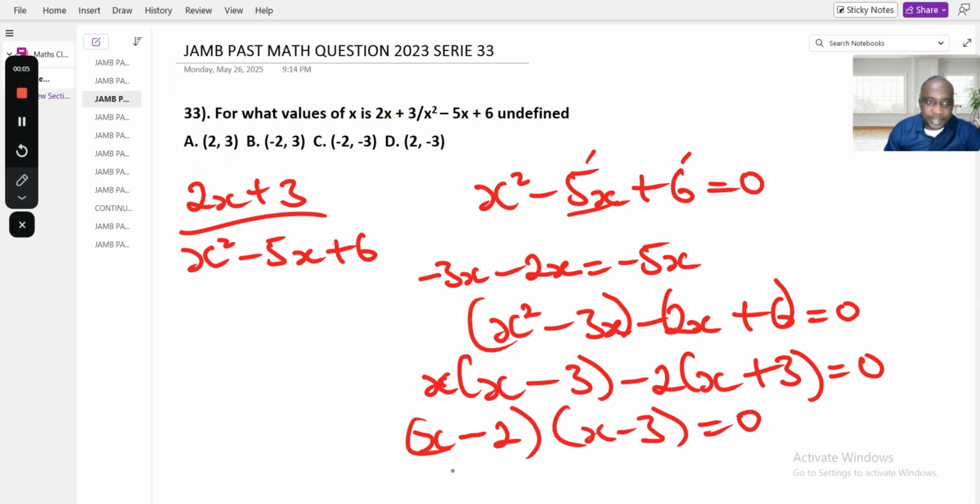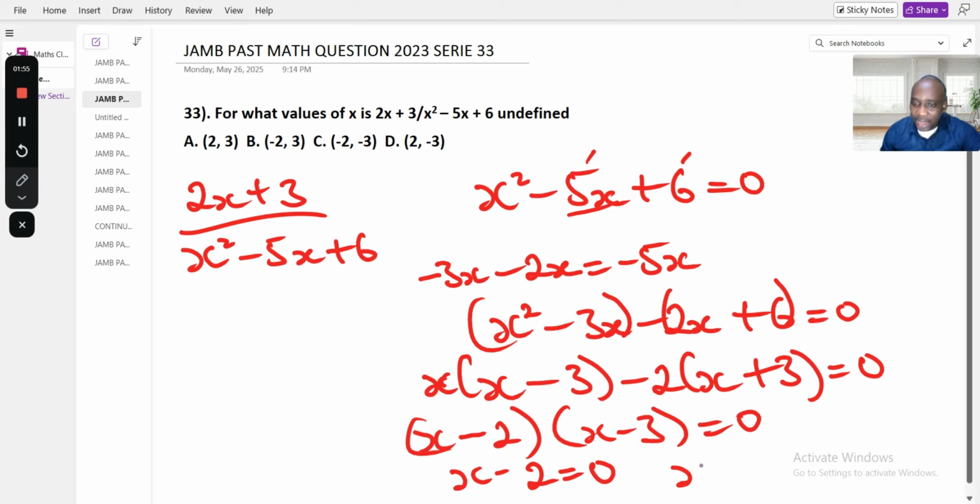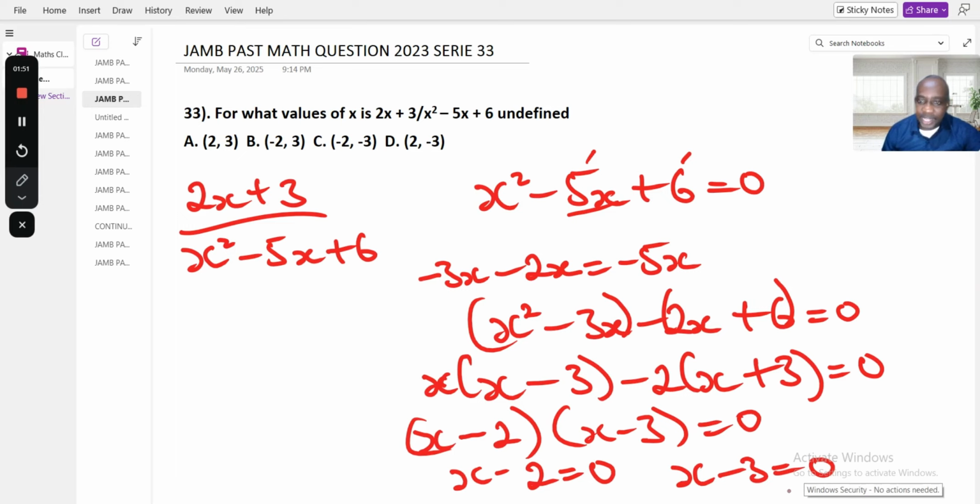x minus 2 equals 0. Therefore, we have this x minus 3 equals 0 and x minus 2 equals 0. Let's go to the new page so that I can write it out. I don't want to clean this space up.